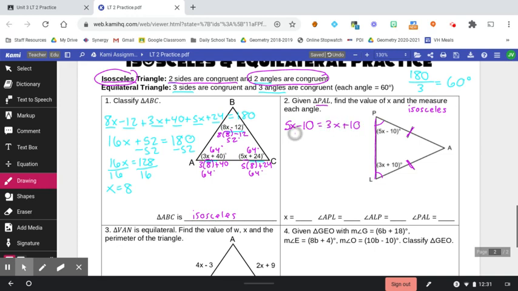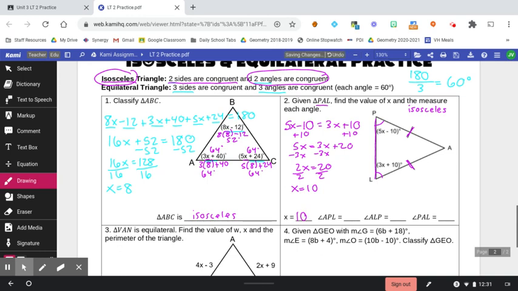So I'm going to solve for x here. I'm going to add 10 to both sides. Get all my x's on one side. Divide by 2. All right, x is equal to 10.